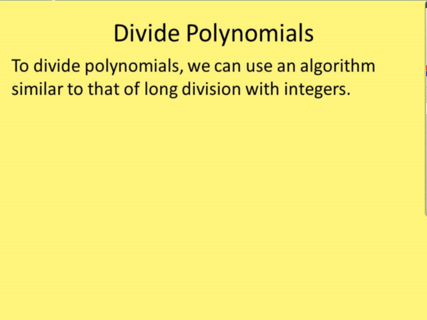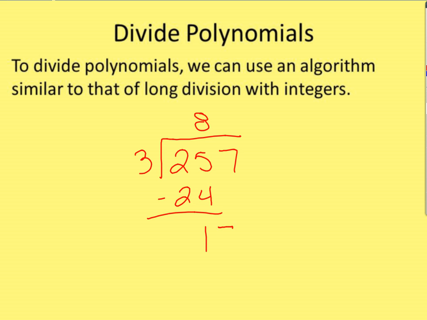So to divide polynomials, you can use an algorithm that's similar to that of regular long division with integers. Remember, if we are dividing with regular long division, you see how many times it goes in. It does not go into 2, but 3 goes into 25 8 times. 8 times 3 is 24. We subtract down. That's going to leave us with 17. 3 goes into 17 5 times. 5 times 3 is 15. We're left with 2, so we have a remainder of 2 over 3. We're going to do the exact same concept with polynomials.